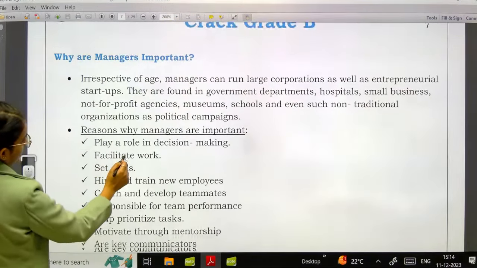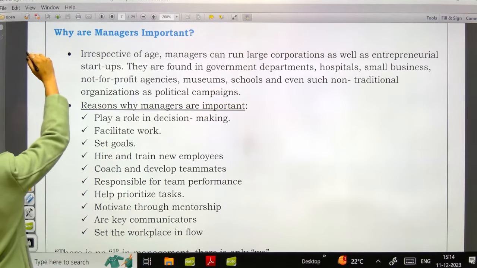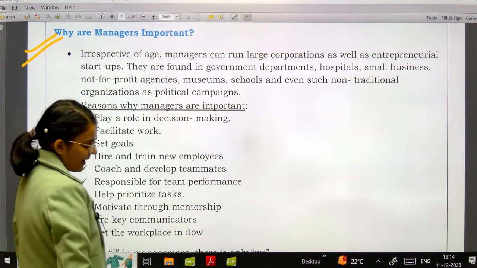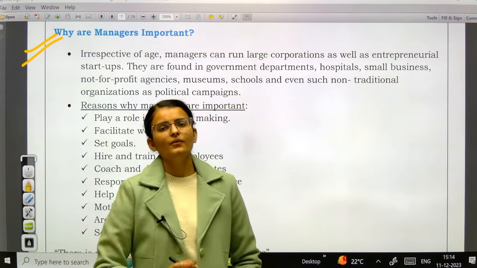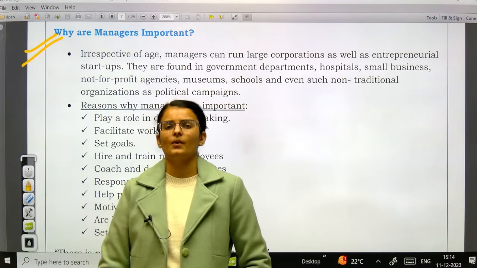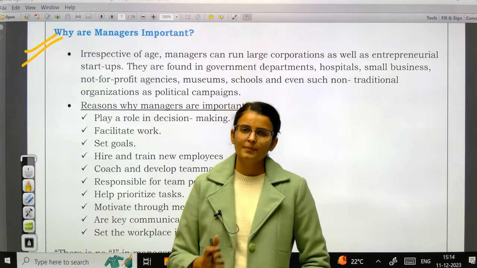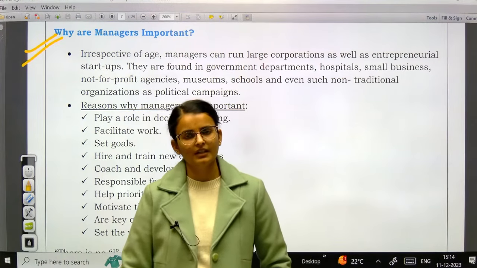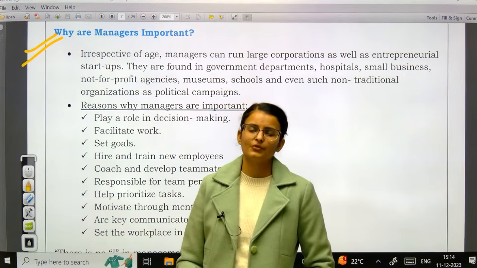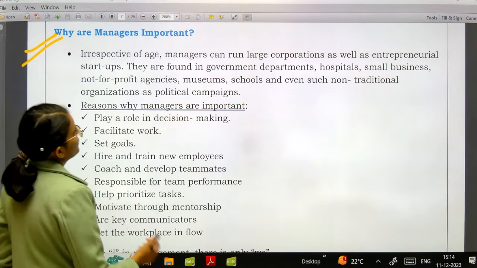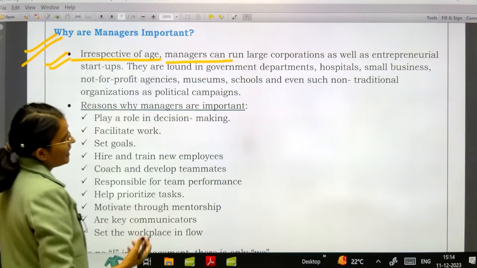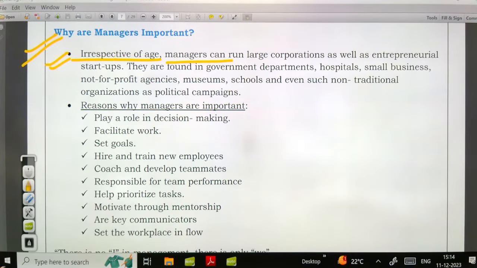Okay, this is the last topic we'll discuss today. Why are managers important? See, management is a kind of function in which there is no set age and no set qualification required. Any person can manage, but due to the dynamic environment of external and internal factors of the organization, management becomes a profession. If you look at the early stages of management, irrespective of age, managers can run large corporations as well as entrepreneurial startups.